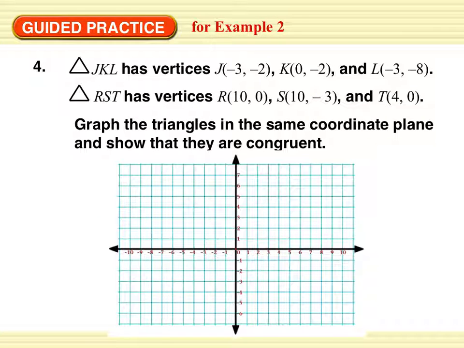Start graphing the ordered pairs. So I'm going to graph all of my ordered pairs and create my triangle for JKL in blue. And then I'm going to do the RST in red. So go ahead and graph these 3 ordered pairs, connect the dots, make your triangle.